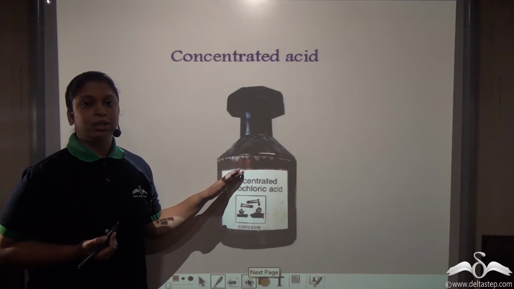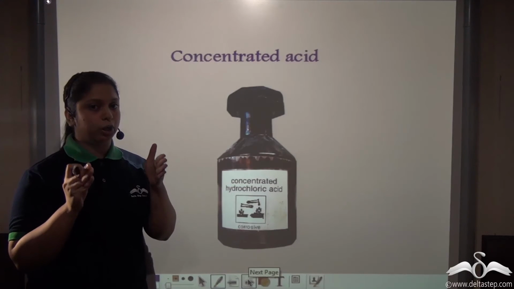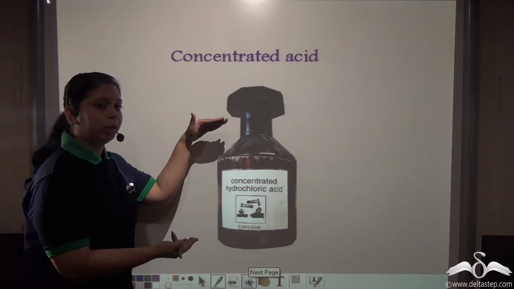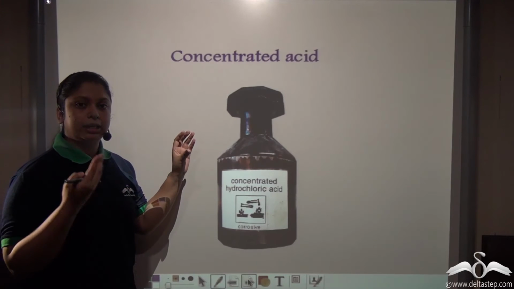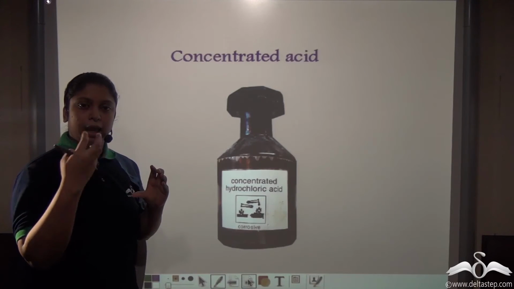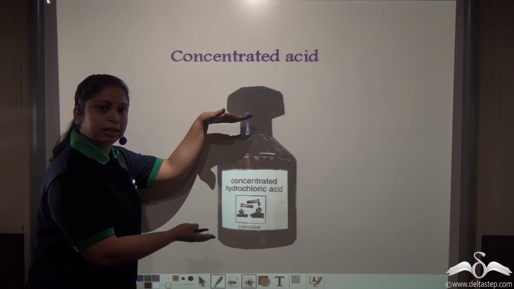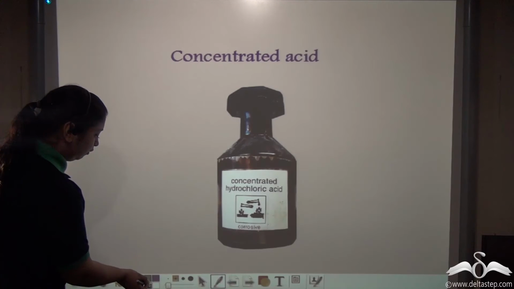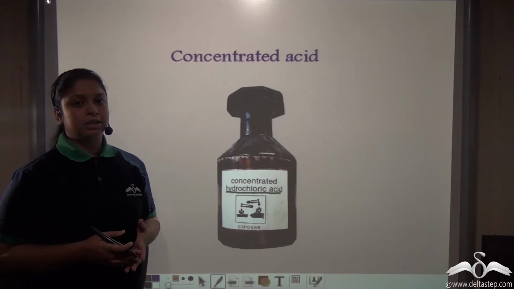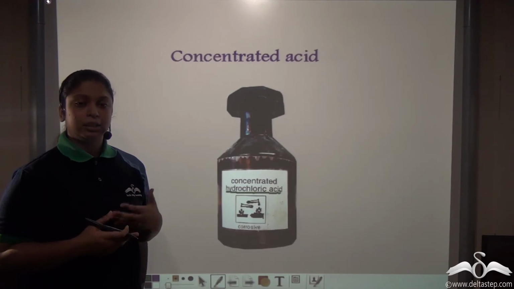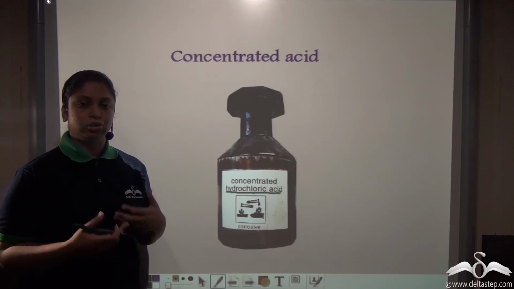So concentrated acid is something in which less amount of water or less amount of solvent is mixed in order to get a definite volume of solution. So the acid here acts like solute and the water mixed to it acts like the solvent, and together they make up a concentrated acid solution. So here you see we have concentrated hydrochloric acid. Now concentrated acids are very dangerous to work with as they are corrosive, that is, they can damage your skin or the materials with which you are working.